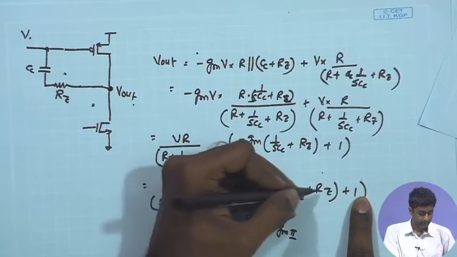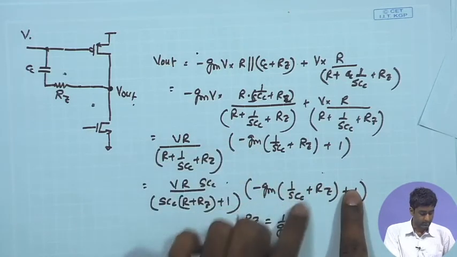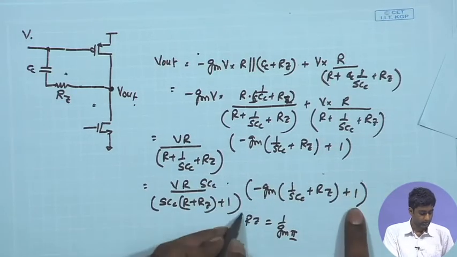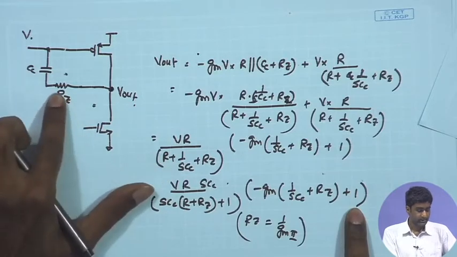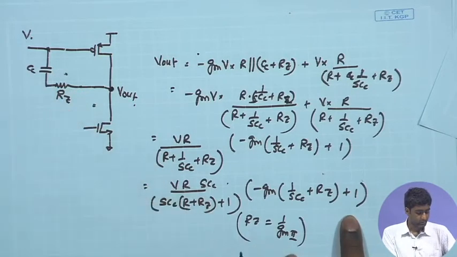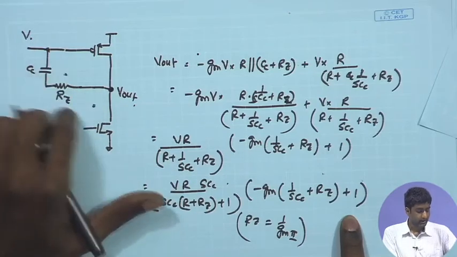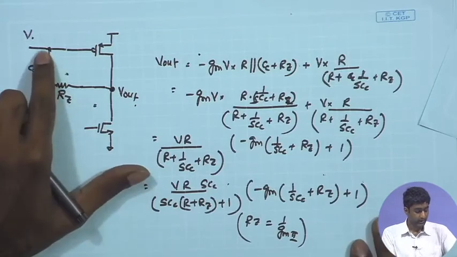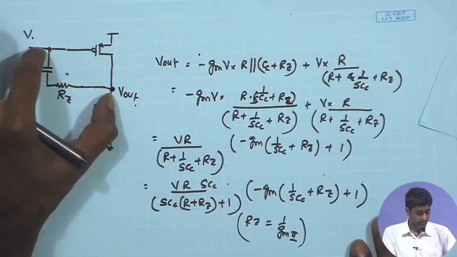So, in that case the only term left in the numerator is 1 upon SCc, which is getting cancelled once again over here. So, this is another way: by inserting this nulling resistor Rz and setting its value equal to 1 upon Gm2, I can effectively eliminate the effect of the 0 coming because of this path, and hence have a much more stable response.